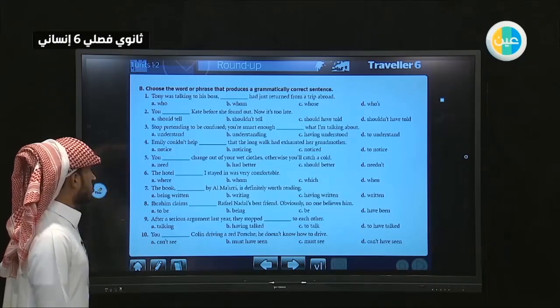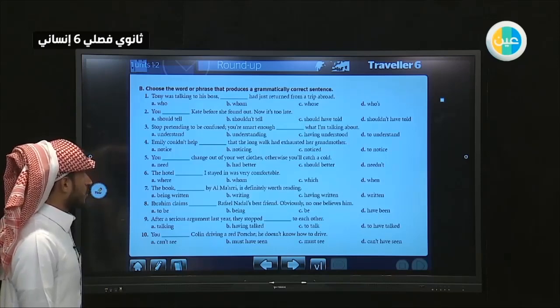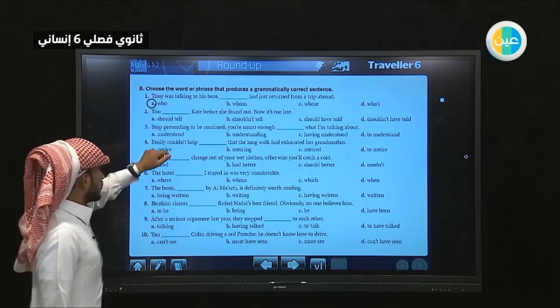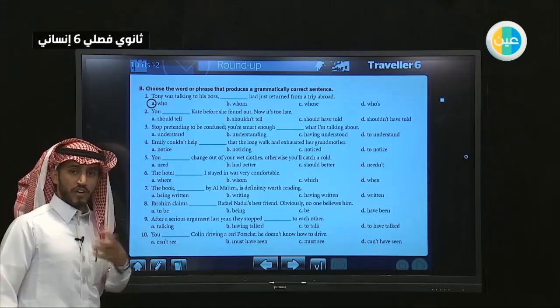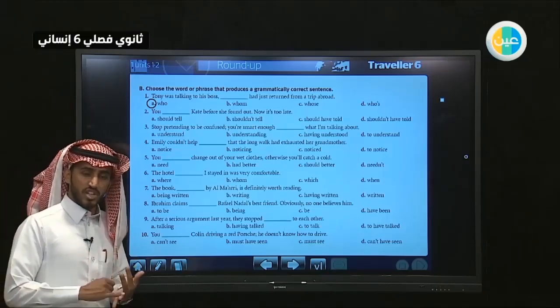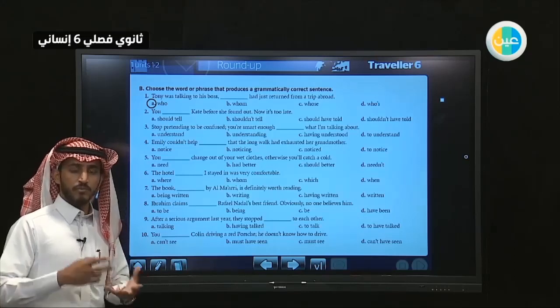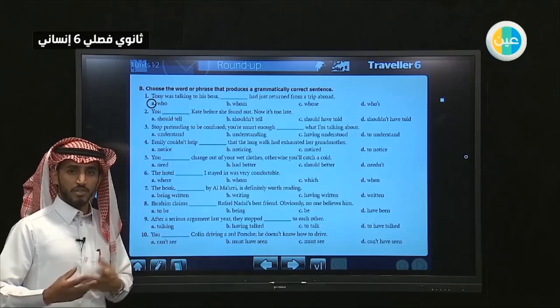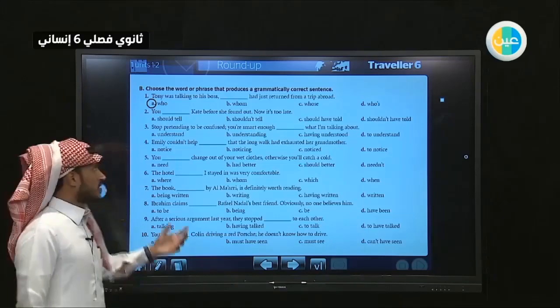Tony was talking to his boss, had just returned from a trip abroad. Who? Because we said that we use who to talk or to refer to somebody, to a person. نستعمل who. عندنا 3 كلمات اللي هو who, which, where. احنا نستعمل who to refer to somebody. We use which to refer to things or animals. And we use where to refer to the places.